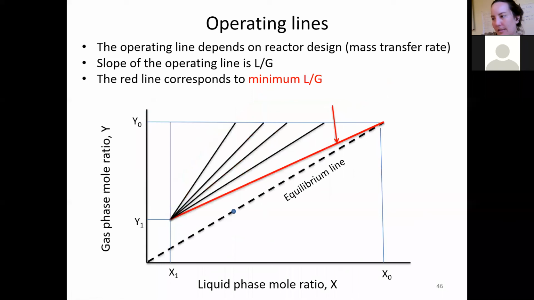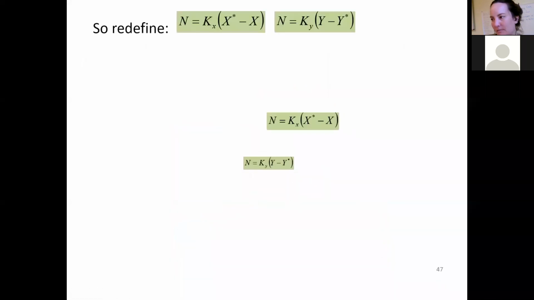And so these different operating lines show the performance of a given device. But in principle, if you want to reach equilibrium, you'd have to leave the things in contact forever, and this is not practical. So there's some gap, some difference between the actual rate and the equilibrium condition. To deal with this, there are expressions written.